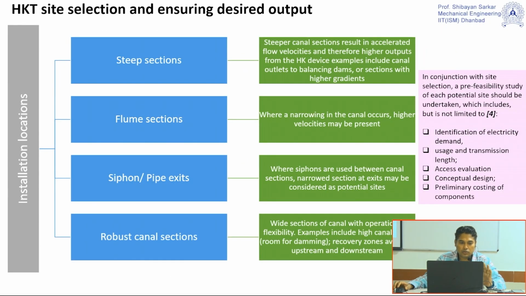So now, site selection, what are the things? We require a steep section, a flume section, a siphon or pipe section, and a robust canal, so that we can implement our turbines in order to get the highest amount of output. As well as you have to find out the electricity demand and the transmission length. If the transmission length is long and complex, meaning it will travel over areas which are not accessible, then there will be transmission loss. So the electricity which is produced may be lost before reaching the consumer. All these things you have to keep in mind when going for the installation of a plant.